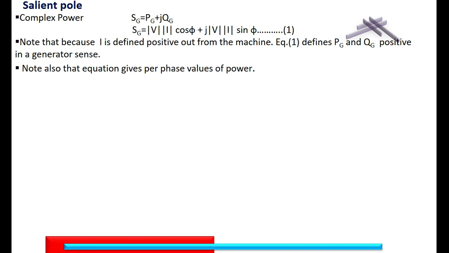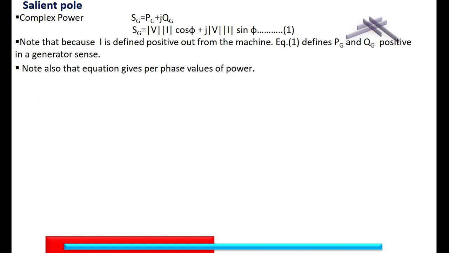Before drawing the vector diagram for the salient pole machine, we know that the complex power, SG, is given by two components, PG plus jQG, where PG is the active power and QG is the reactive power. That is, the active power is expressed as VI cos phi, whereas the reactive power is expressed as VI sin phi, in terms of volt-amperes or kilovolt-ampere reactive, whereas the active power VI cos phi is expressed in watts or a bigger unit, kilowatts.